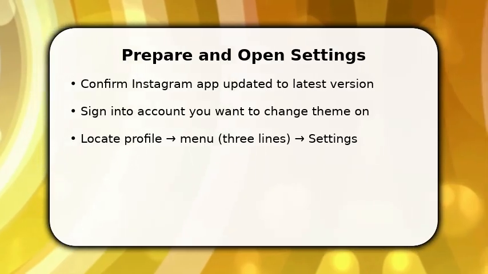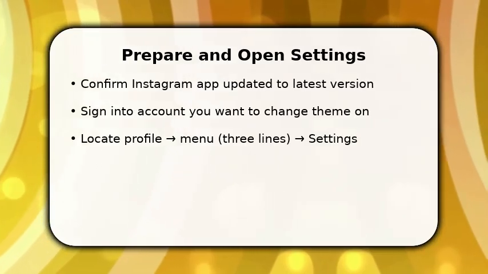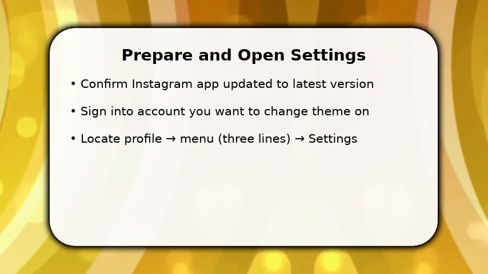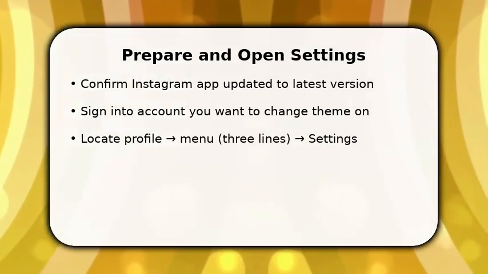Now tap Theme or Appearance when visible. If you don't see it, proceed to Account or Display settings. This first step gets you to the exact control panel where theme removal happens, not just general settings.